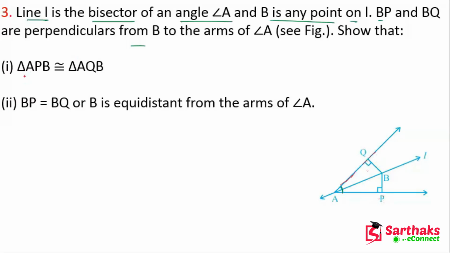Now we have to prove triangle APB is congruent to triangle AQB, and BP is equal to BQ, or B is equidistant from the arms of angle A. Okay, so now it is given that the line L is the bisector of angle A, and the line segments BP and BQ are perpendicular drawn from L.